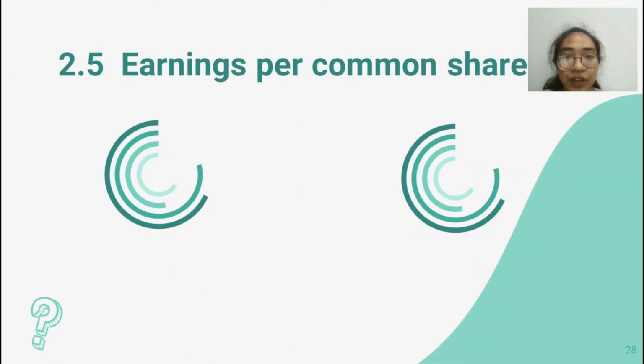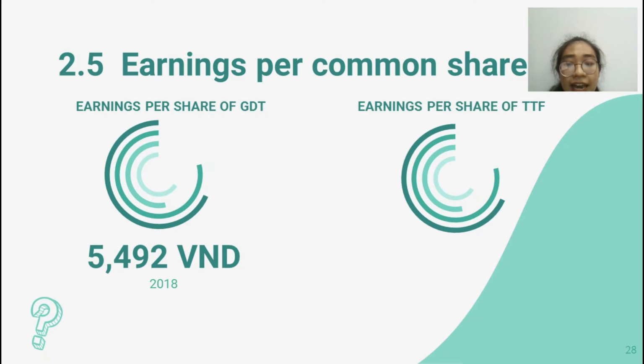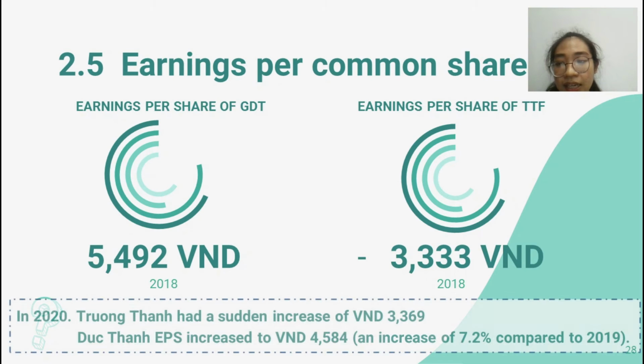Now we come to the earning per share. In 2018, the earning per share of Đức Thành is 5,492 VND, while Trường Thành is negative 3,333 VND. In 2019, Đức Thành rapidly decreased while Trường Thành slightly increased but was still negative.